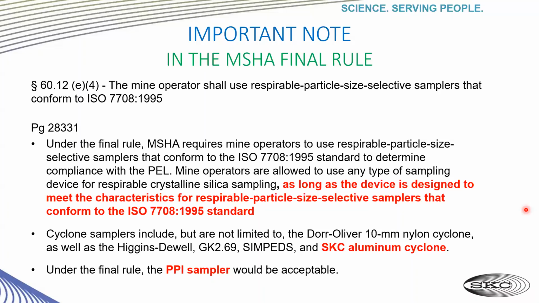This was a very big step for the mining industry because prior to that, cyclone sampling was for the most part the exclusive sampling method. And it was a cyclone that did not have any means of a calibration adapter for flow verification. So it made things extremely difficult and complicated. Now, under the new final rule, the PPI sampler is accepted.